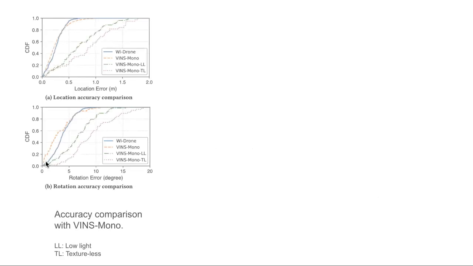So in the first comparison, they compare the accuracy of WiDrone with VINS-Mono. The metric is average absolute error, in location and rotation. Location error is measured in meters, and rotation error is measured in degrees.